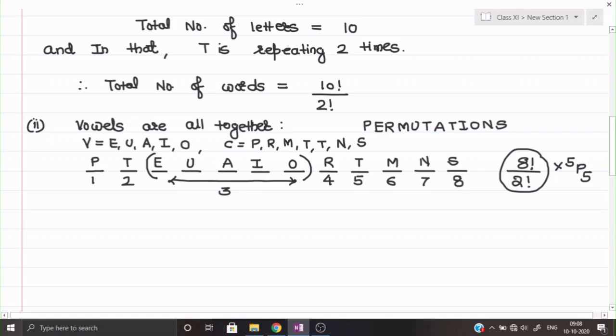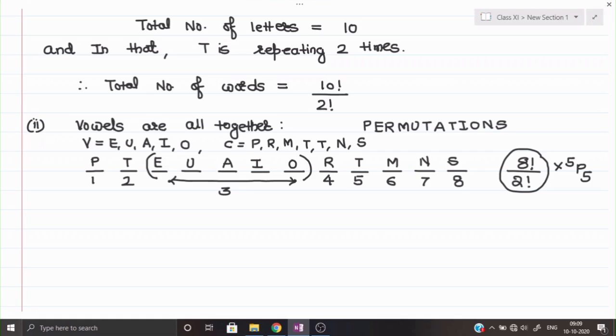Remember, here multiplication would be done, because factorial 8 upon factorial 2 is a part of the process and 5P5 is another part of the process. As you assemble things, part 1, part 2, part 3, in the same way we are also assembling here, but while assembling we are multiplying. And whenever we consider different cases, we shall add. That will come later. But right now remember, if you are finding one part with one way and another part with another way, while assembling both parts you have to multiply.